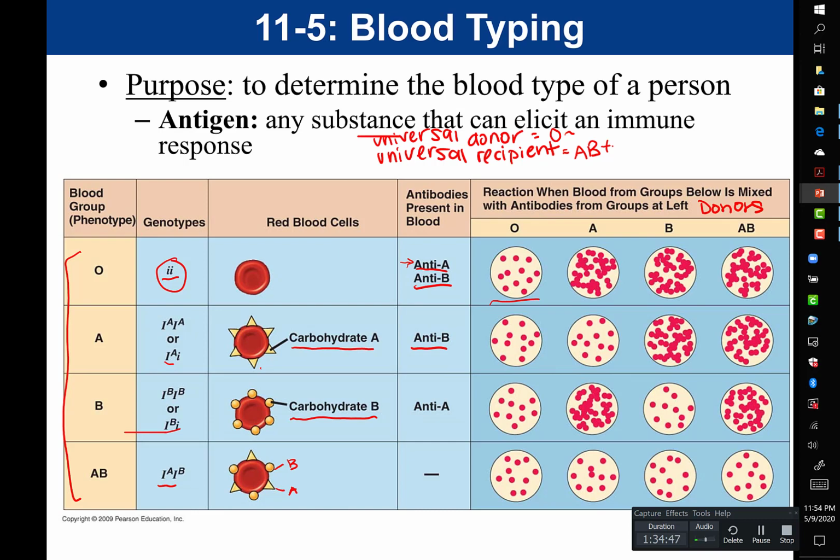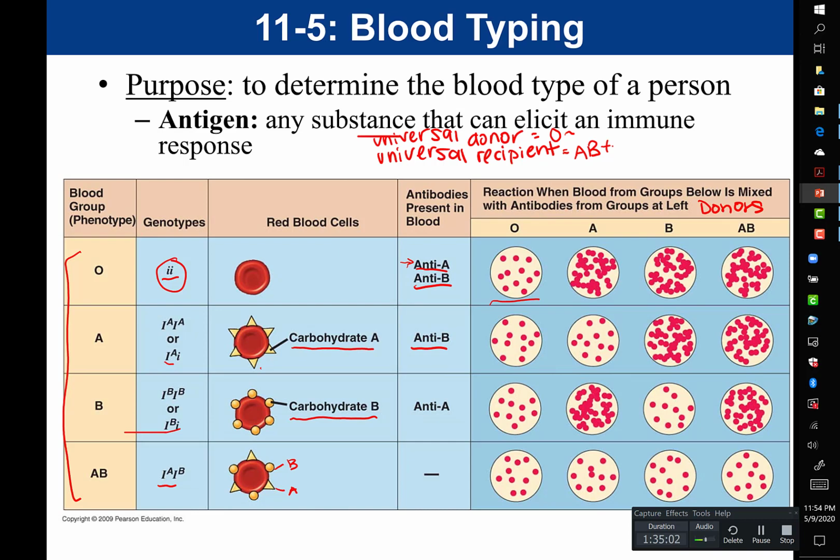If you're O negative, blood banks love you because they want to have that O negative blood on hand so that in case of a trauma or an emergency, they have that blood if they don't have time to type the patient.